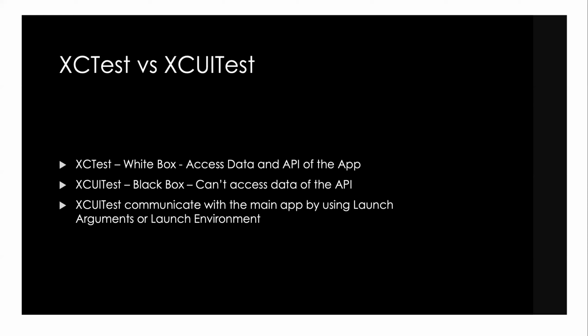And if, for example, you're testing an app and you want to change something in the app, you want it to be a little bit different, maybe a different feature flag, or you want it to point to a different environment, you do that by using launch arguments or launch environment. But it's black box, so you can only do that before the test actually starts.